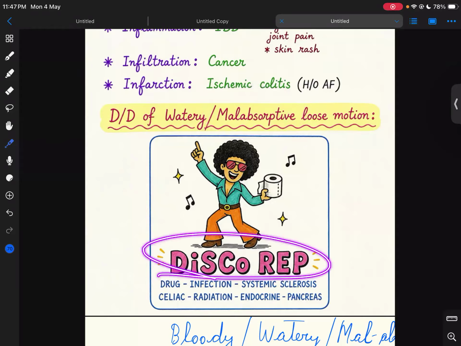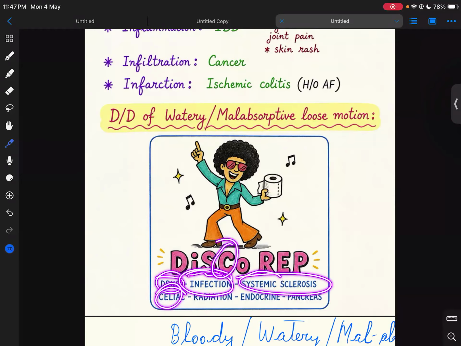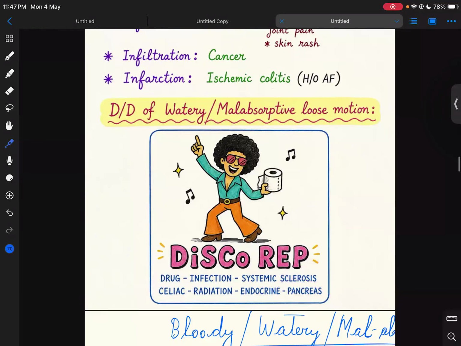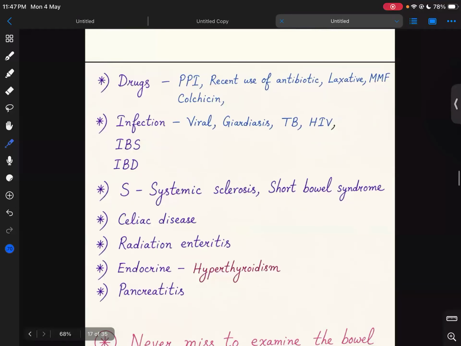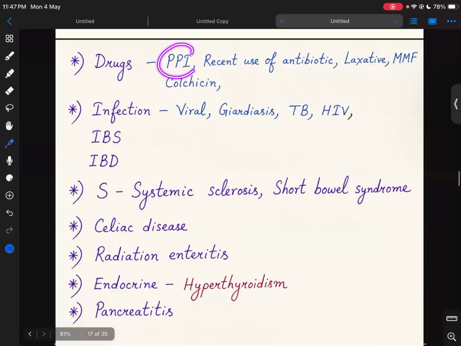The mnemonic is DISCORA. Here D goes for drugs, I goes for infection, S goes for systemic sclerosis, C goes for celiac disease, R goes for radiation, E goes for endocrine, and P goes for pancreatitis, that is chronic pancreatitis. So inside the drugs, that is the first part of DISCO, it can be caused by PPI. It is called lymphocytic colitis. Anyone taking PPI for a long period of time, it can cause diarrhea.